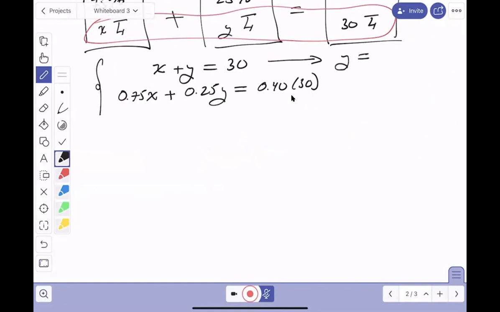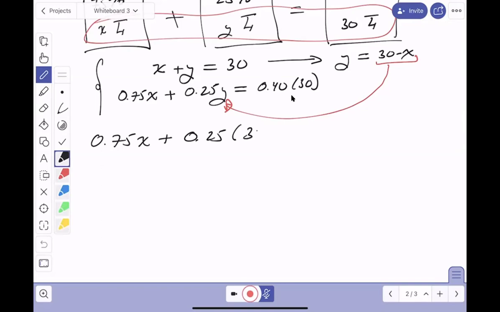And what would I get over there? 30 minus x. We got 30 minus x, which is y. I'm going to plug it in here and see what we get. So what do you get? 0.75x plus 0.25y. What's y? 30 minus x equals 0.40 times 30. All right.